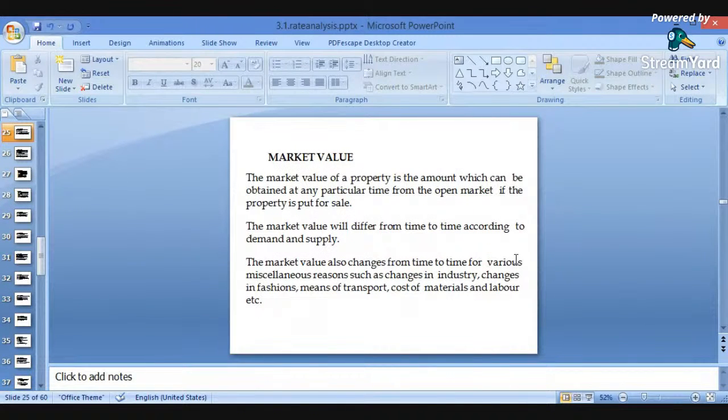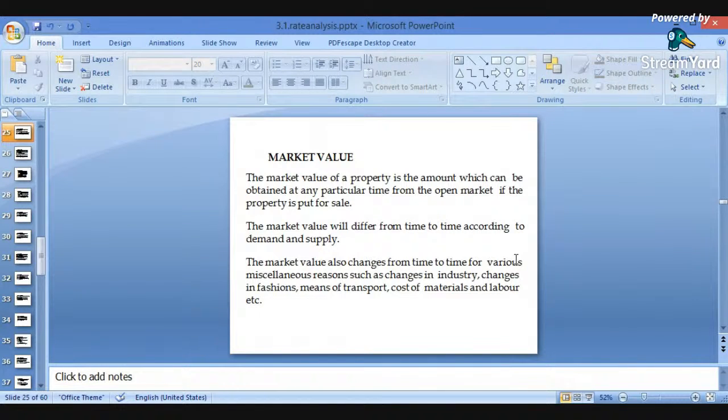Number one is nothing but the market value. The market value of a property is the amount which can be obtained at a particular time from the open market if the property is put for sale. When this property is kept in an open market, the price or cost of that property in the open market is considered as the market value.